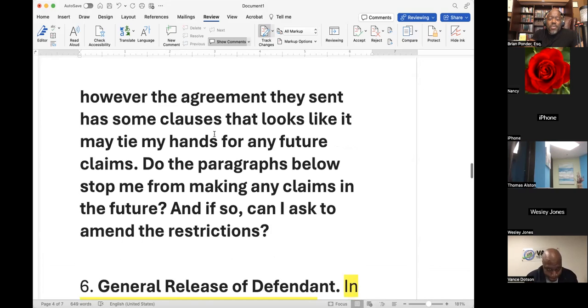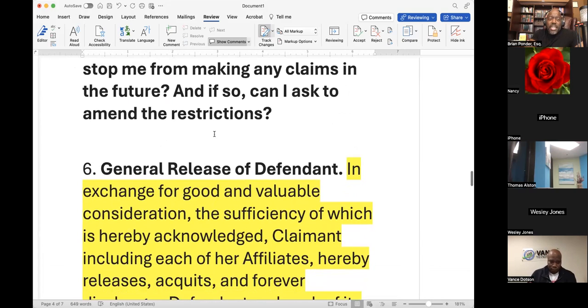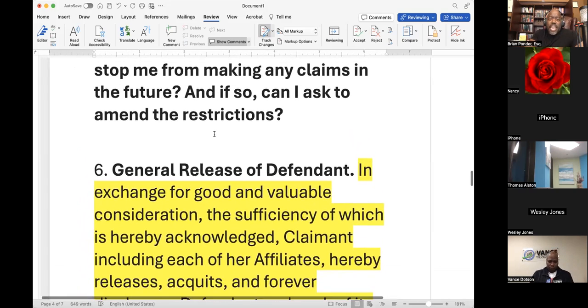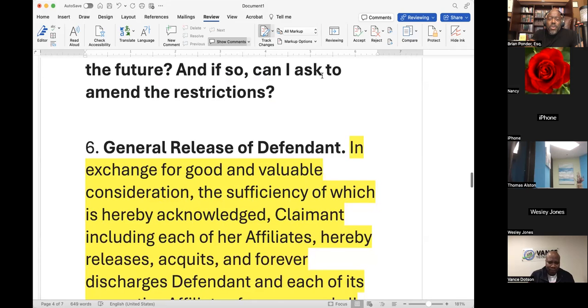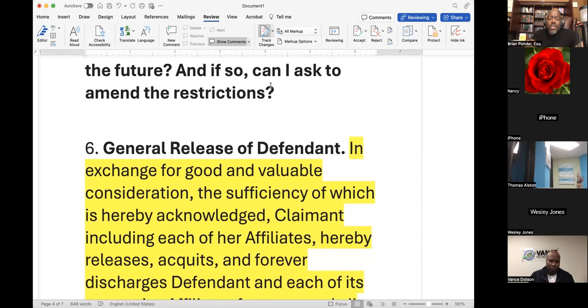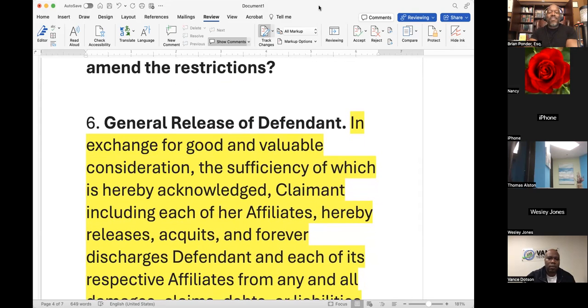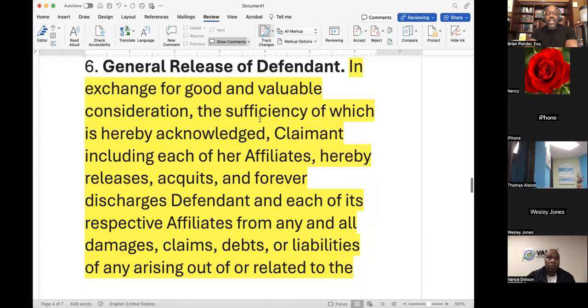Okay, this is the same scenario. The paragraphs below stop me from making any claims in the future. Okay, we'll take a look. And this came up actually. Warren has a case like this where we settled the case against Portfolio. And guess what Portfolio did like a year later, they called his wife, and now we're suing them again. They're trying to say the settlement agreement included future violations. You've got to be careful with that.